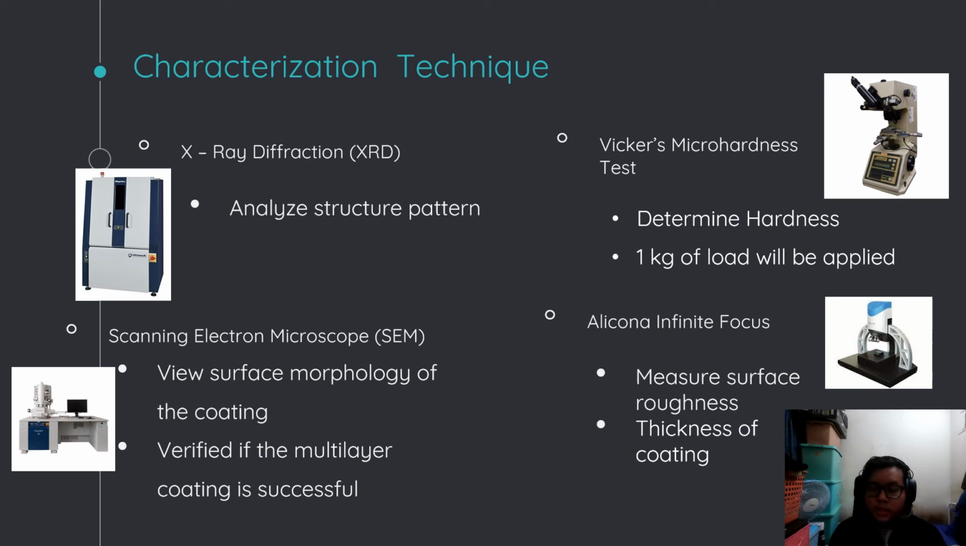The third one is the Vickers micro-hardness test, used to determine the hardness of the coating. For this project, a 1 kg load will be applied to the coating, which will create an indent, and the diameter of the indentation will be calculated to get the Vickers hardness value. The fourth one is the Alicona infinite focus, used to measure surface roughness, and it is also used to find the thickness of the coating.